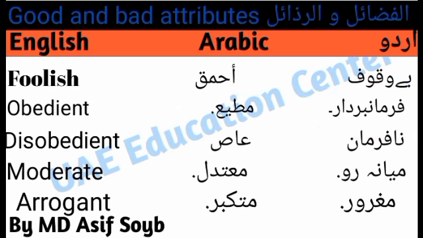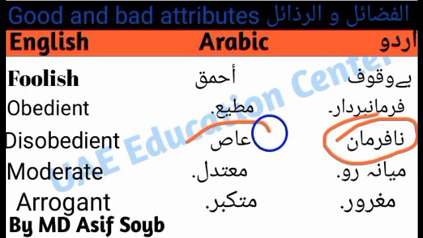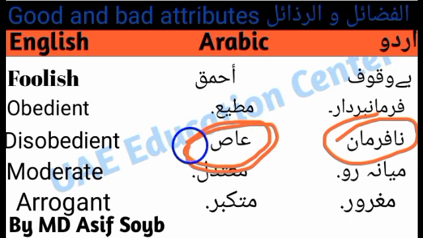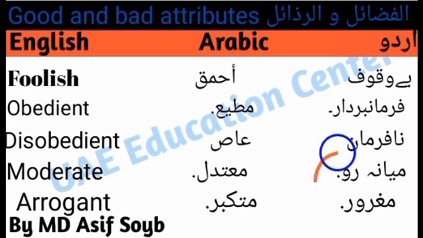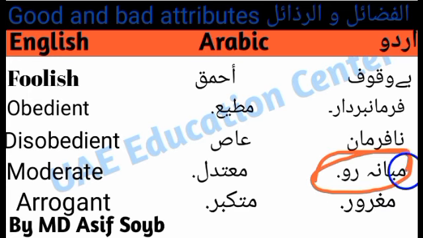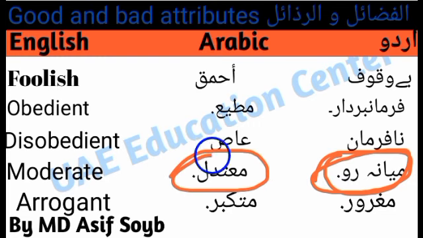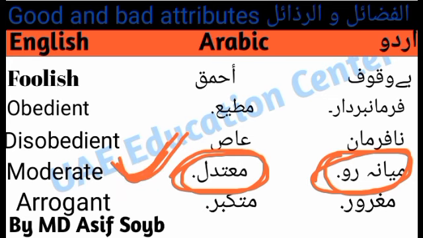Next word in Urdu, nafarman. Nafarman meaning in Arabic, asin. And in English, disobedient. Next word in Urdu, miyana raw. And in Arabic, mu'tadil. And in English, moderate.